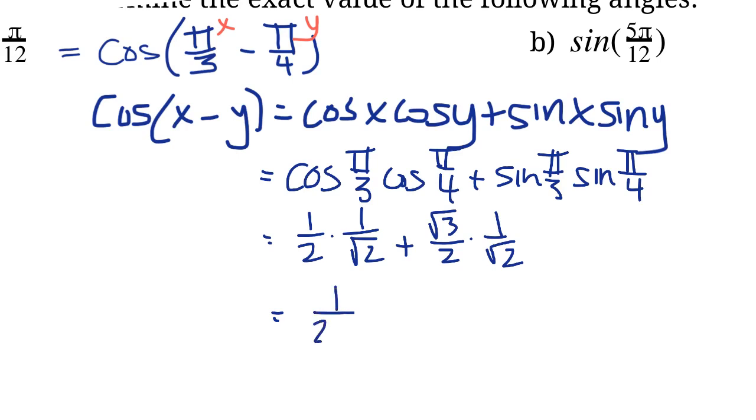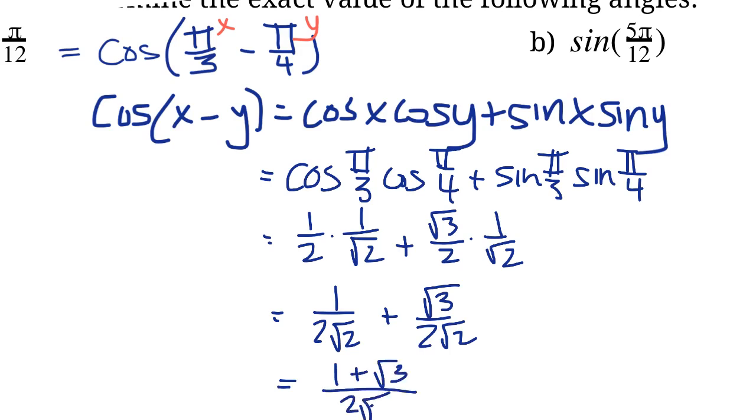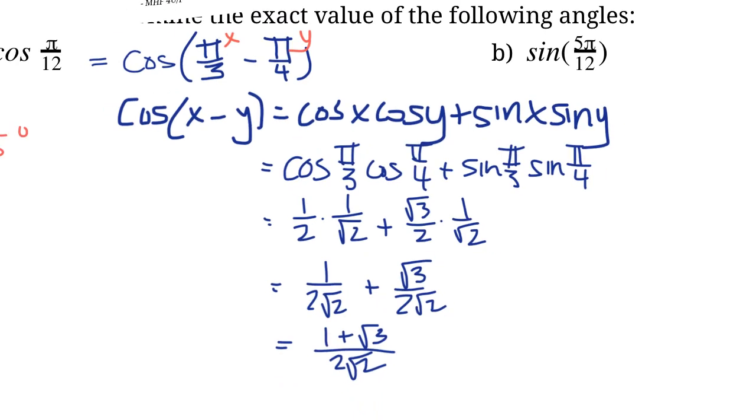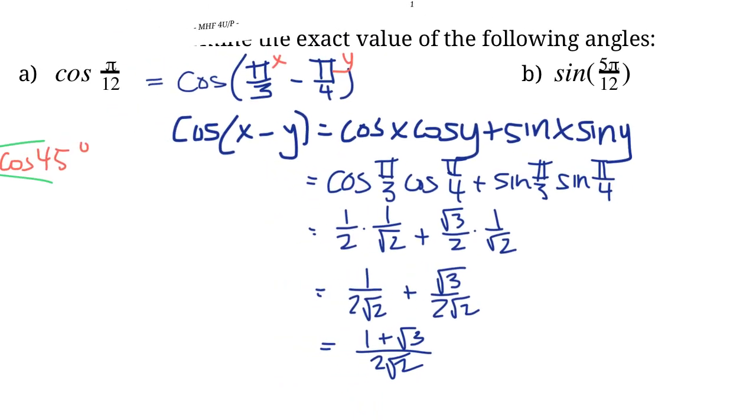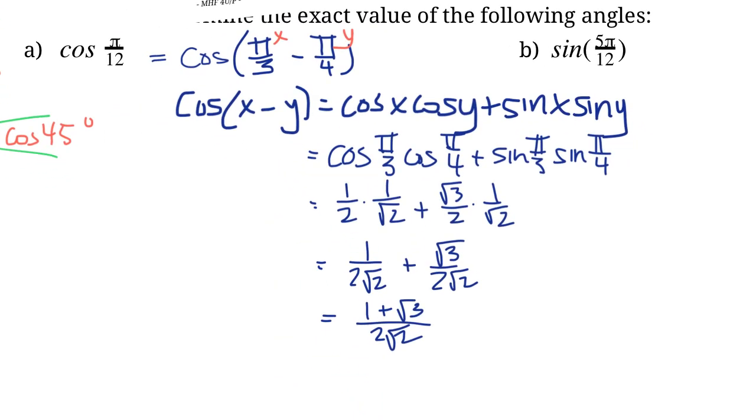1 over 2 root 2 plus root 3 over 2 root 2. And then further simplify, we already have a common denominator, so 1 plus root 3 over 2 root 2. There we go. That's the exact value for cos pi by 12. You see, we were able to break it up into two values that we know the exact value for, plug it into this identity, and come up with that answer.